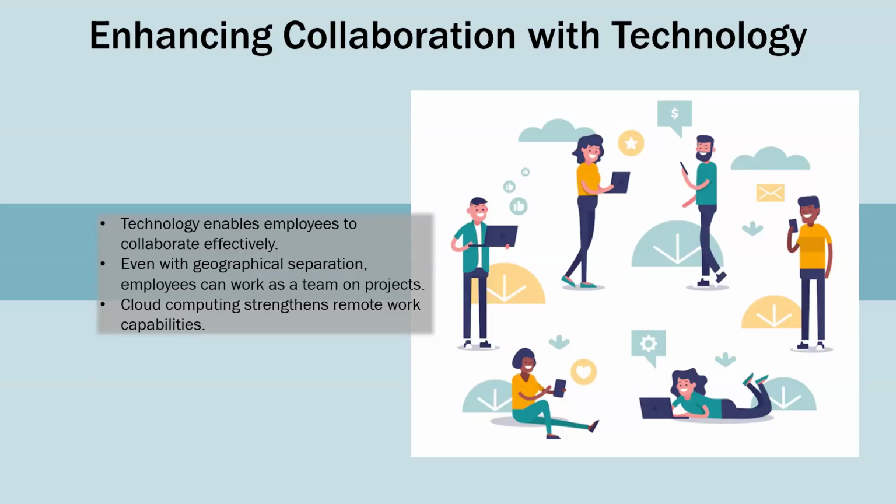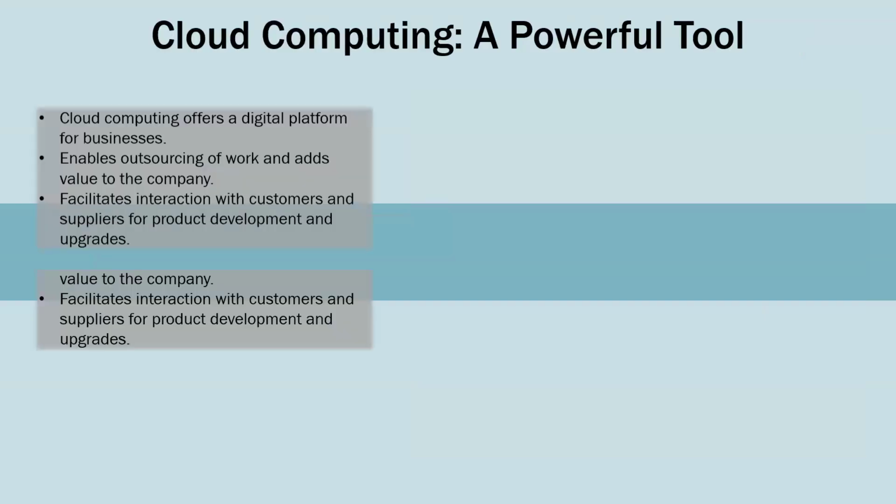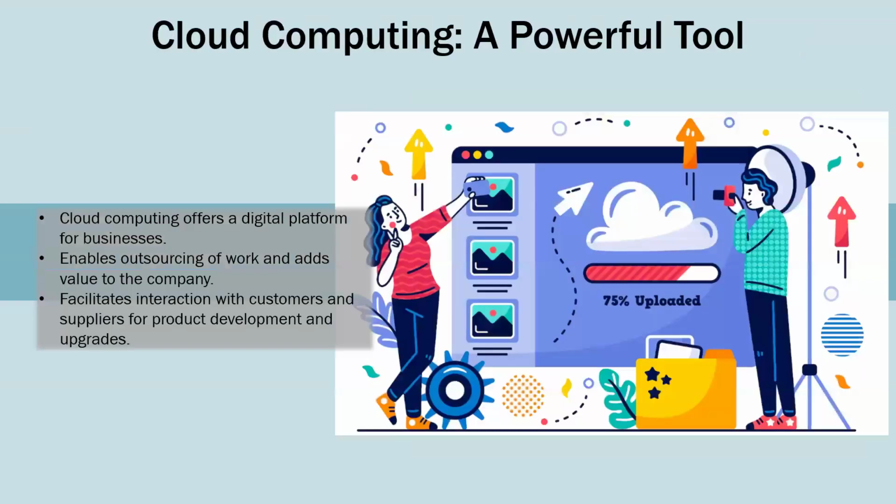Then there's what we call cloud computing, which is strengthening remote work capability. When you're talking about cloud, storing your information in the cloud, a very good example is when you're using Google Drive, OneDrive, or Dropbox. You are storing information on an online cloud computing tool. Cloud computing is one of the technologies that are gaining ground. Cloud computing offers what we call a digital platform for businesses. So businesses nowadays can have their applications.